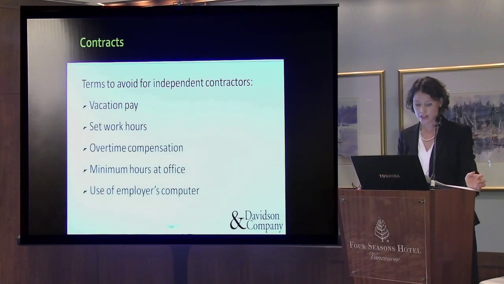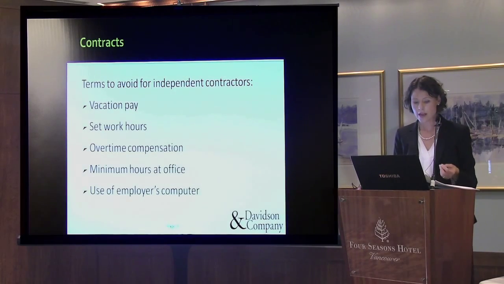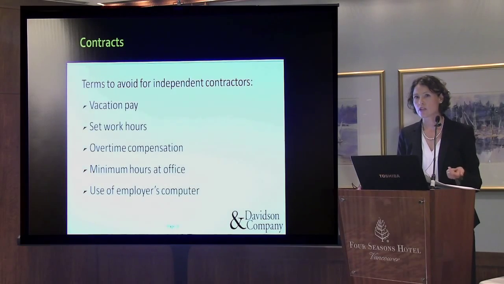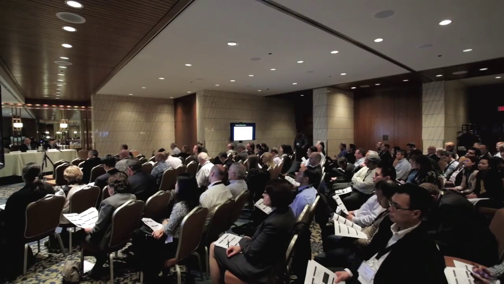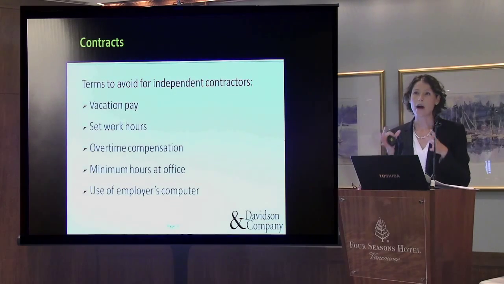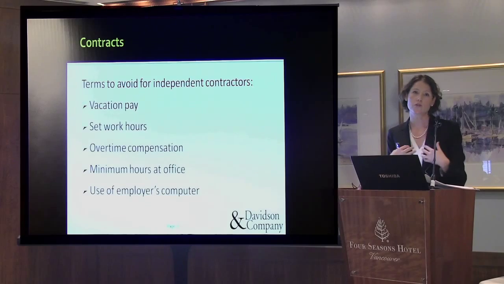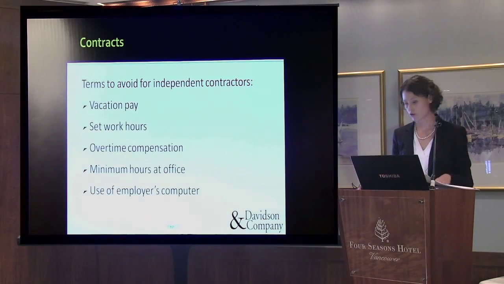So as I mentioned, a contract can be used as evidence of the nature of the relationship between the parties, but it's not the only factor that CRA looks at. Some of the terms that should be avoided in contracts, if you want to be seen as an independent contractor, include vacation pay, set hours that you work, overtime compensation, minimum hours in the office, and the use of an employer's computer or any other tools. So any right that you feel can be associated with employment, any of those rights that you would want as an employee, if you want to be an independent contractor, should not be in the contract.